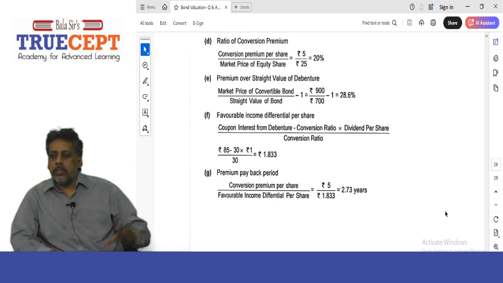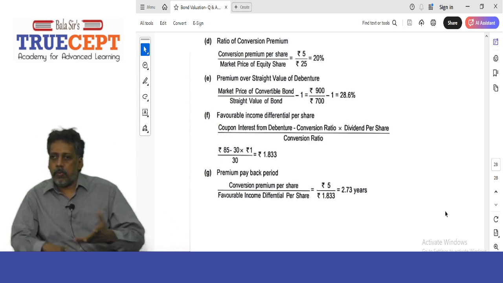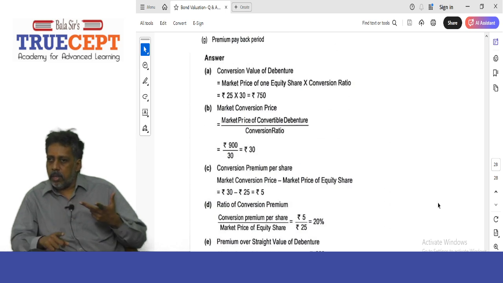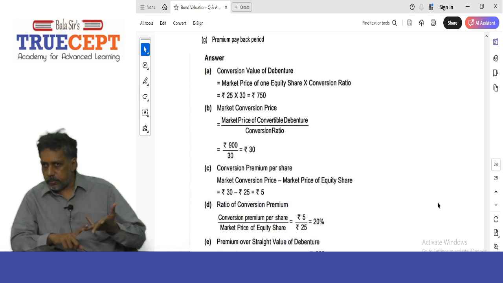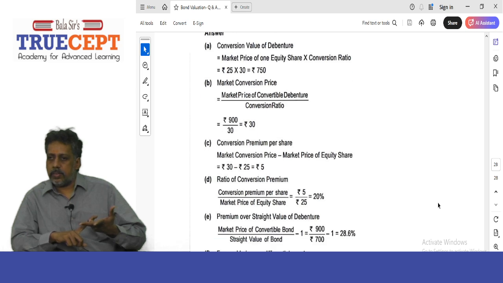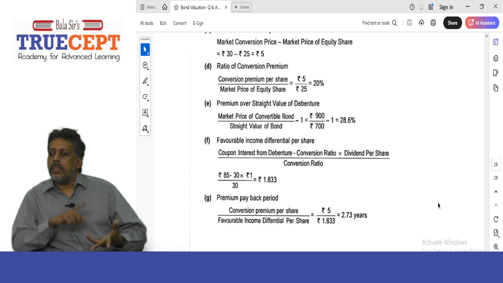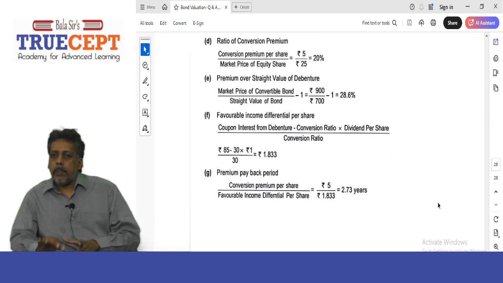Got it? Yes, sir. So these are the possible questions on convertible bond. I repeat, what is the first one? Conversion value, right? Point A. Also known as what? Stock value of the bond. And number 2? Market conversion price. And number 3? Conversion premium per share. And then number 4? Ratio of conversion premium, which is a percentage. Next, number 5? Premium over straight value of debenture, nothing but the downside risk of a bond. Next? Favorable income differential. And last, the premium payback.